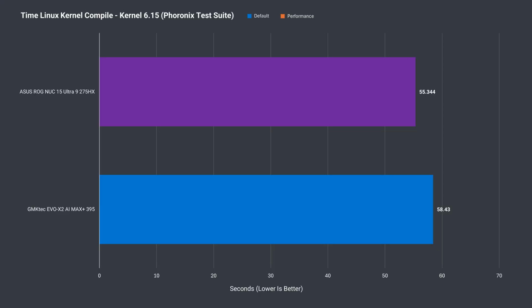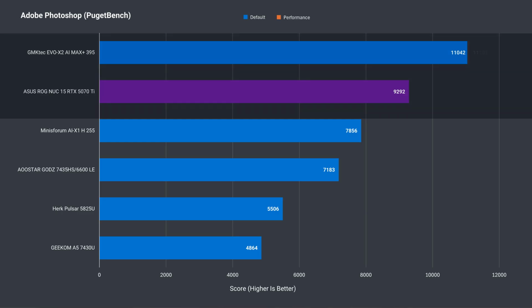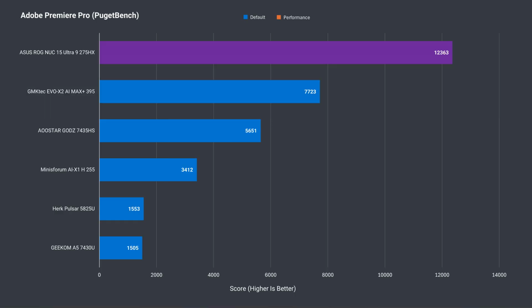Intel's Core Ultra 9 275HX is fast at compiling code, slightly beating out the Ryzen AI Max Plus 395 at its default power mode, but it lost to it in its performance mode. The ROG NUC is clearly beaten by the Ryzen AI Max Plus 395 in the Photoshop benchmark, which I didn't expect. However, that's not the case in Adobe Premiere, where it smashes past 10,000 points. A huge win for the ROG NUC, and a good reason why they should have kept the SD card slot.